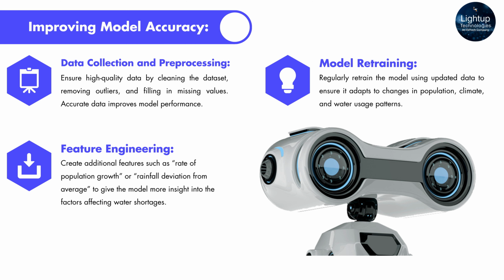Improving model accuracy, data collection and pre-processing. Ensure high-quality data by cleaning the dataset, removing outliers, and filling in missing values. Accurate data improves model performance. Model retraining. Regularly retrain the model using updated data to ensure it adapts to changes in population, climate, and water usage patterns. Feature engineering: create additional features such as rate of population growth or rainfall deviation from average to give the model more insight into the factors affecting water shortages.